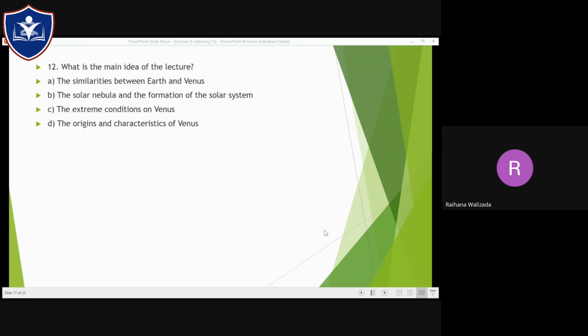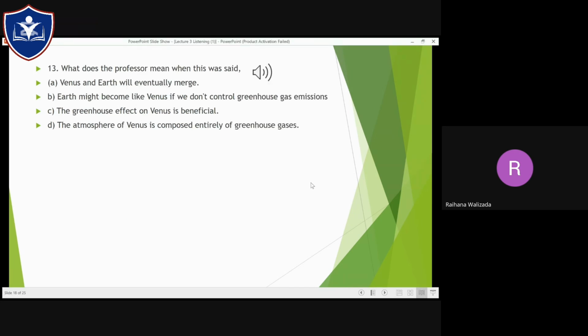Yes, that's great. What do you think about A or B, maybe? Why do you not think that it's A or B? If anyone wants to talk, they can raise their hands. Yes, Medina, please. Hello, teacher. Good evening. Well, A is incorrect because we also talked about the differences between the Earth and Venus, and it was not talking only about the similarities. Yes, exactly. Thank you so much. Yes, that was it. So D is the correct answer. The origins and characteristics of Venus.